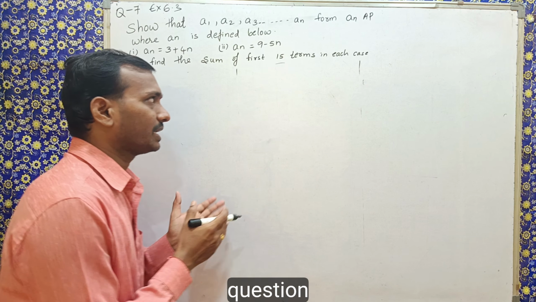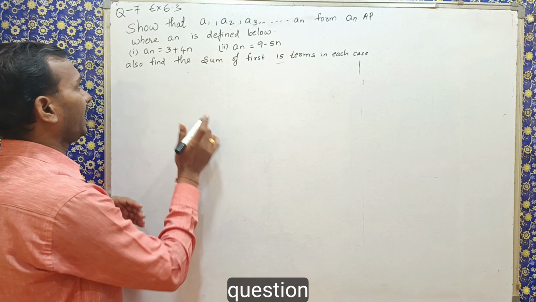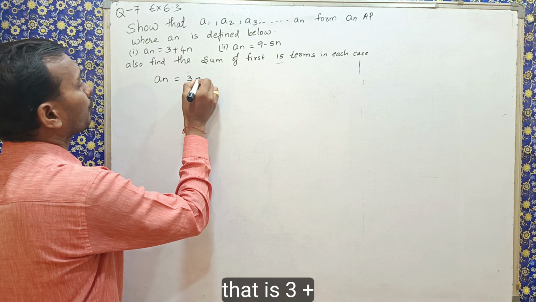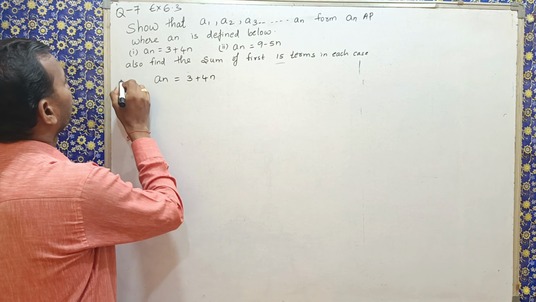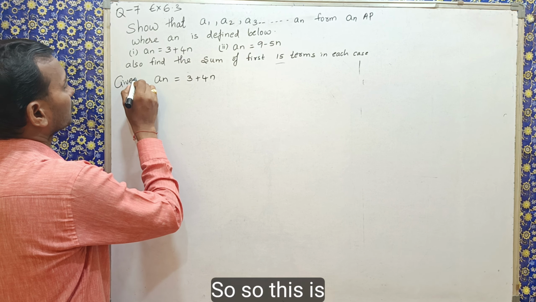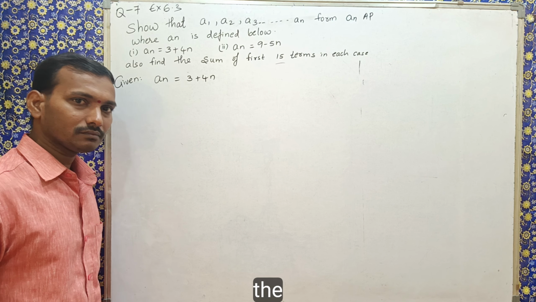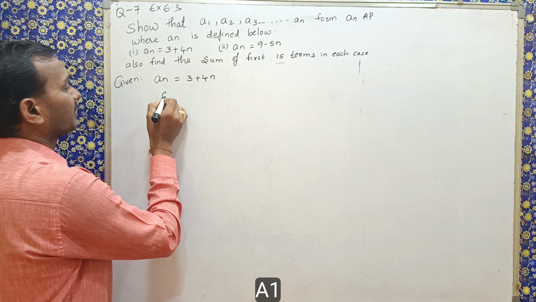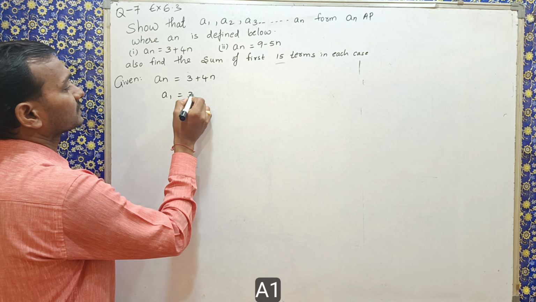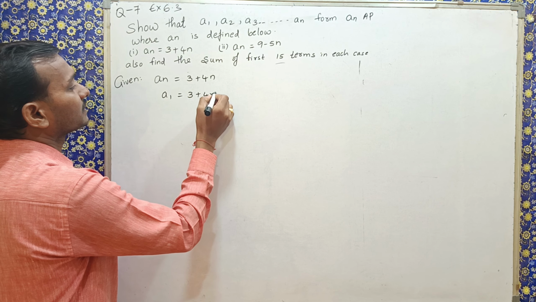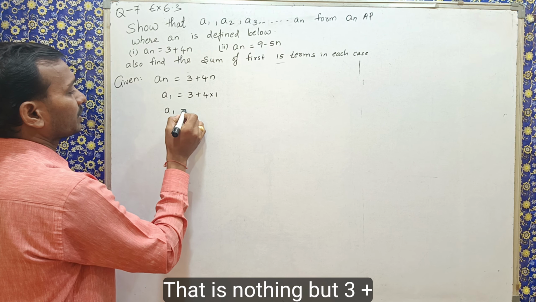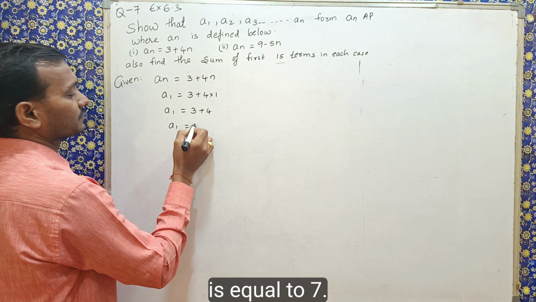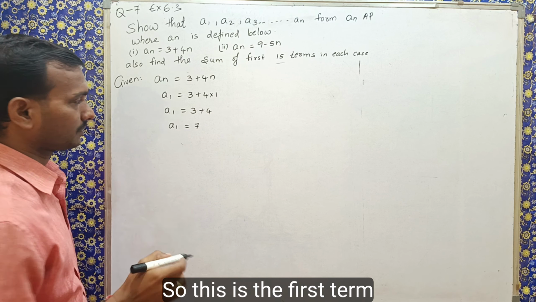సో ఫస్ట్ వాడు ఇచ్చినటువంటి nth టర్మ్ తీసుకుందాం. an is given, that is 3 plus 4n. So this is a given information. First term కావాలనుకోండి a1 is 3 plus 4 into 1, that is nothing but 3 plus 4, that is equal to 7. So this is the first term.